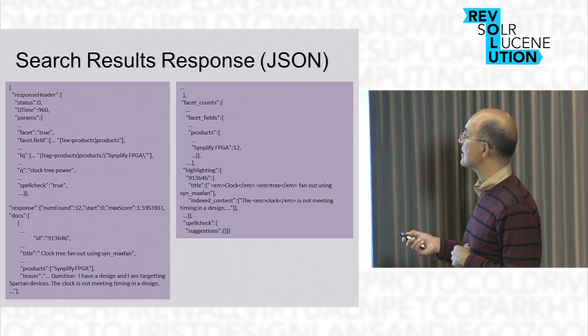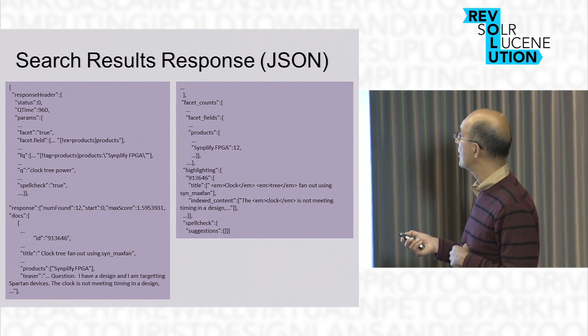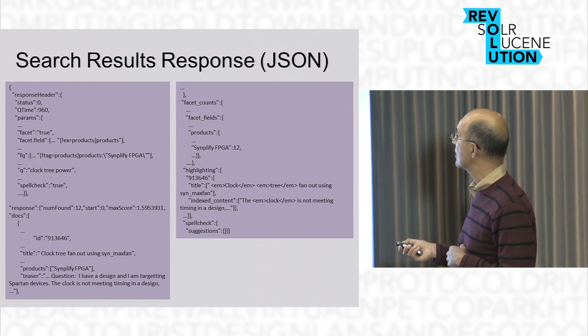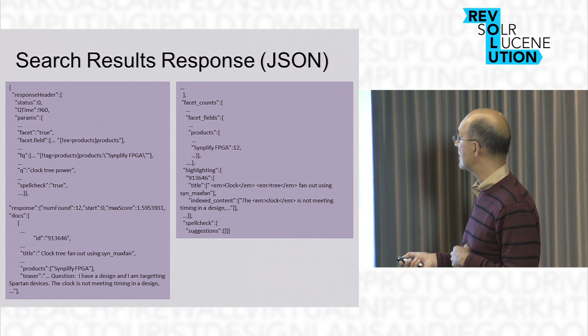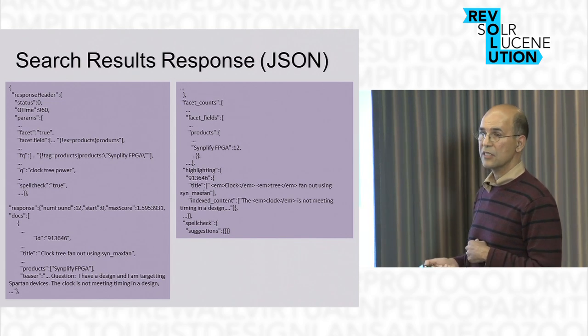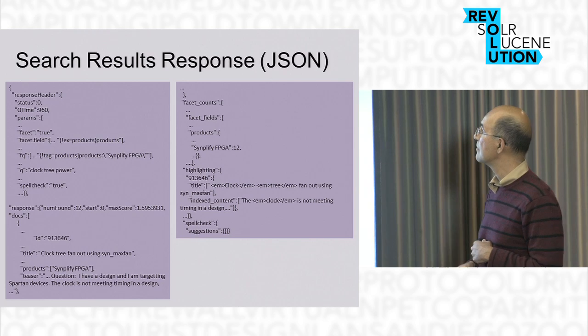The next part is the faceting part of the search. This is the highlighter section where you see the highlighted text. And finally, there is the spell checker section. In this case, we don't have anything.